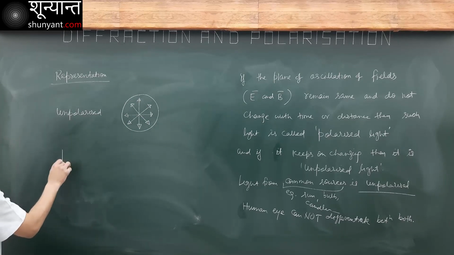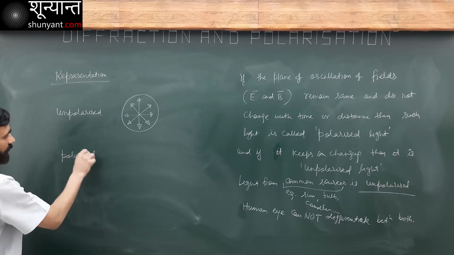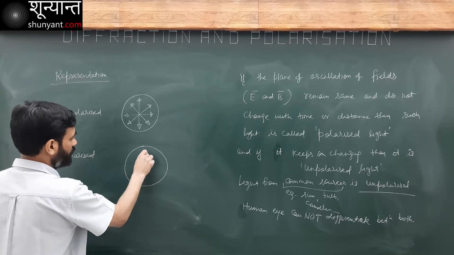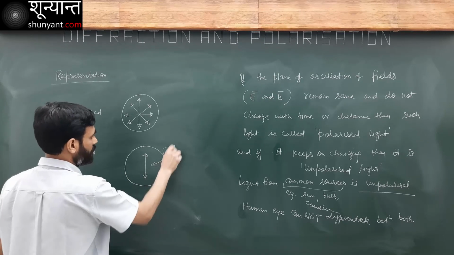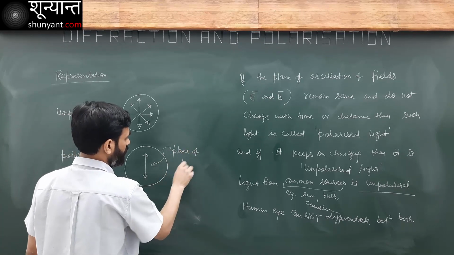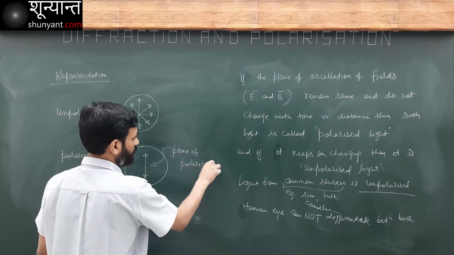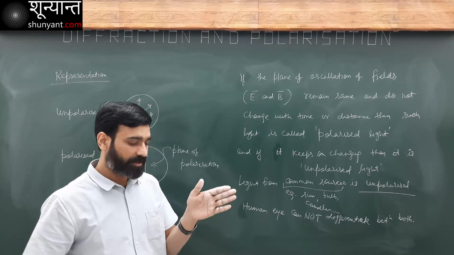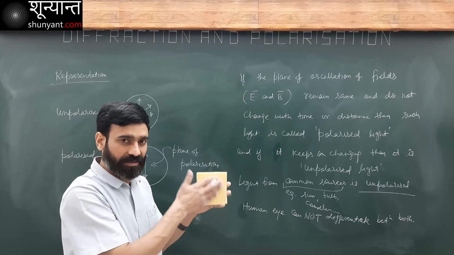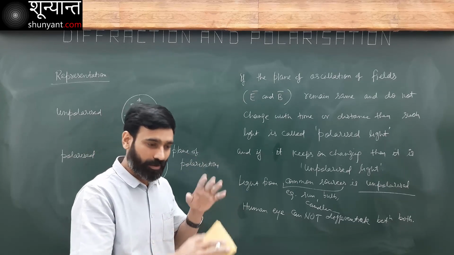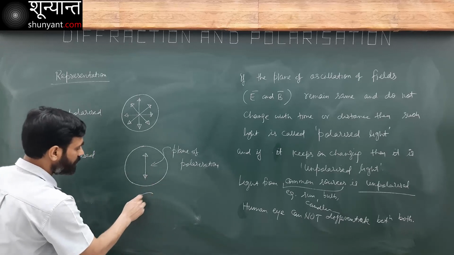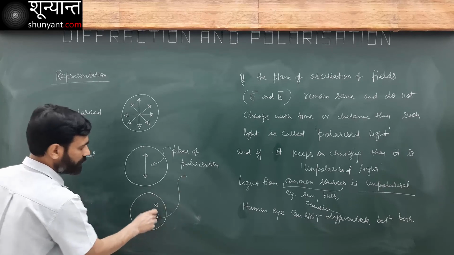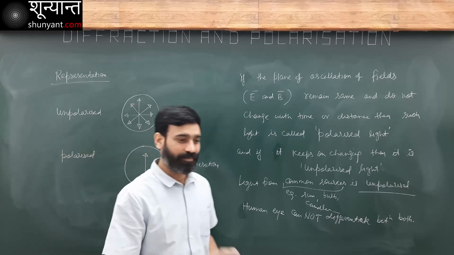And polarized light we represent like this, by one arrow. So this becomes the plane of polarization. At all times and at every point throughout its path of propagation, the electric field will always oscillate in one fixed direction, in one fixed plane, not in all the planes. It can be anywhere, it can be like this also, but whatever it is, it is one fixed constant plane. The electric field always oscillates in that plane.